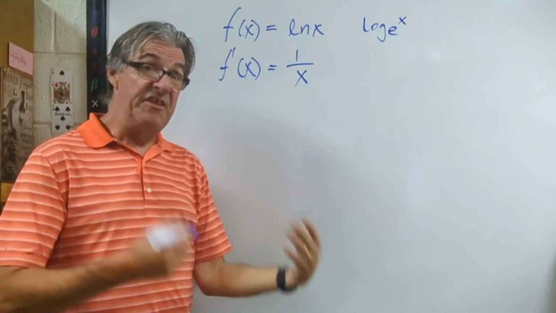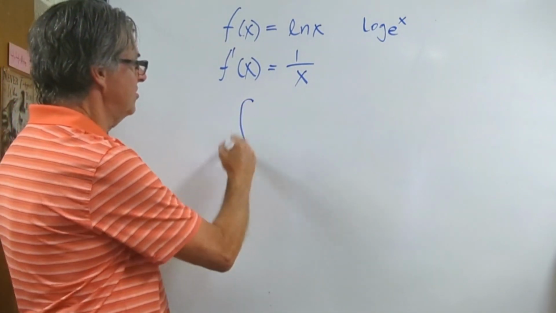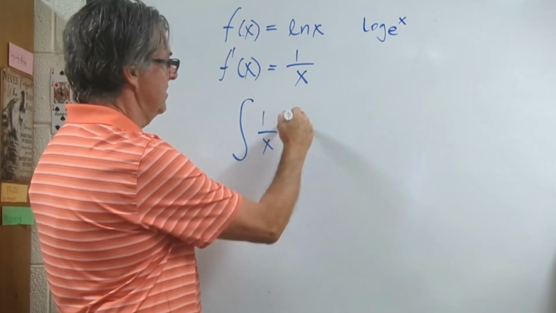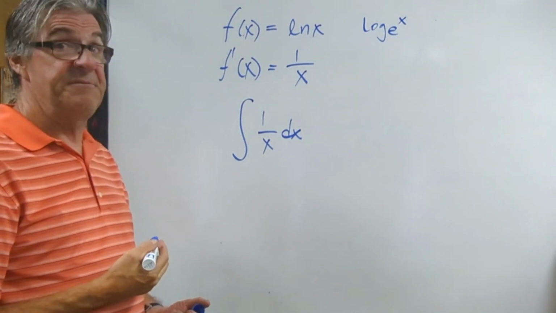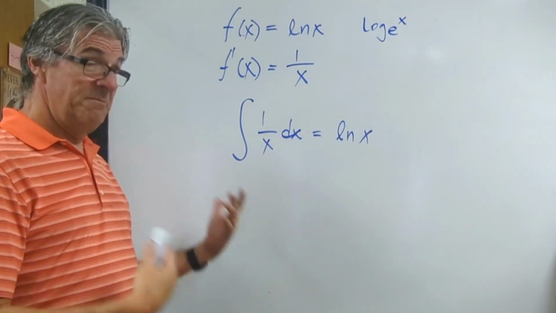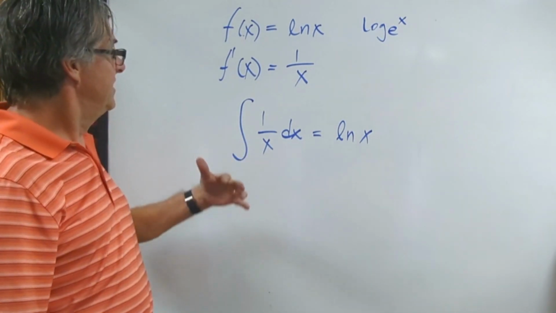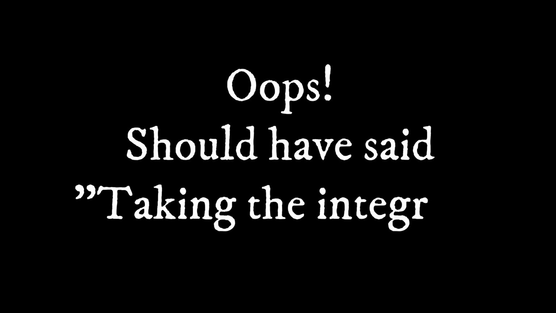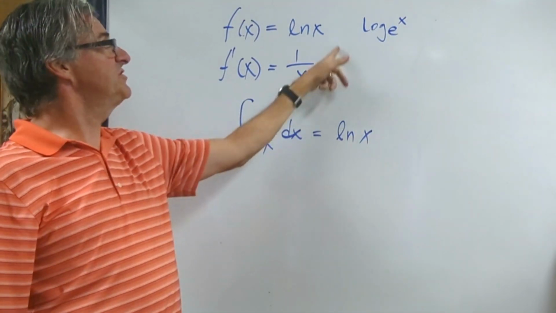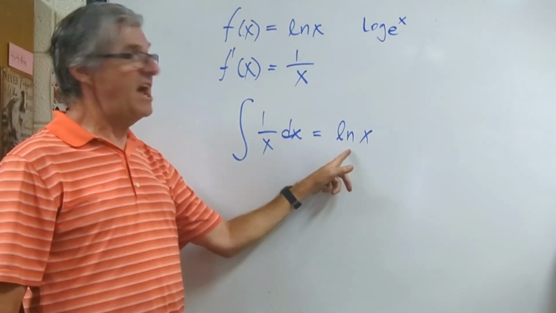Now this gives you just about all the clues you need to figure out what the integral of 1 over x dx is. So think about that for a minute. Maybe jot something down and come back. All right. Remember that the integral is the opposite direction from the derivative. So if our function is 1 over x, taking the derivative goes this direction. So the integral of 1 over x is the natural log of x.